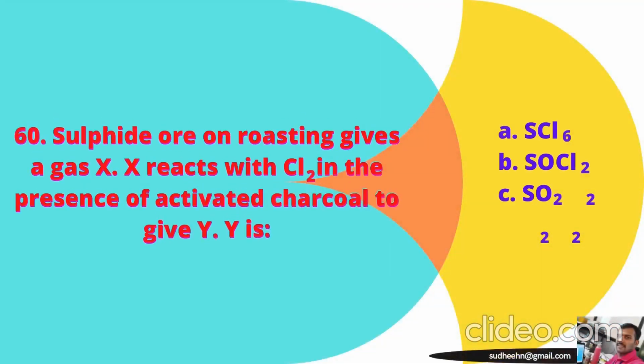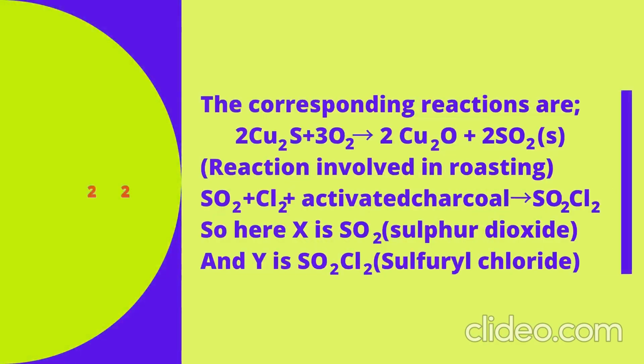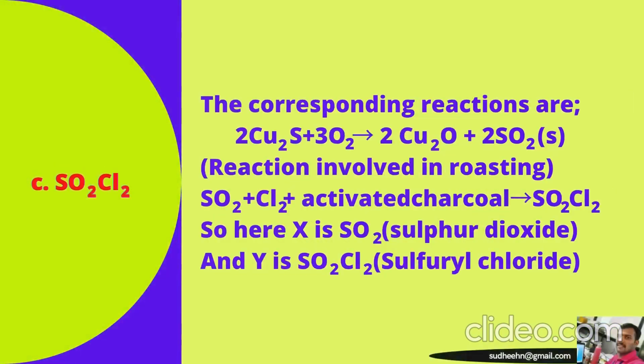Question number 60. A sulfide ore on roasting gives a gas X. X reacts with chlorine in the presence of activated charcoal to give Y, where Y is option A, SCl6, that is sulfur hexachloride, or option B, SOCl2, that is thionyl chloride, or option C, SO2Cl2, sulfuryl chloride, or option D, S2Cl2, that is disulfur dichloride. And the right option is option C, that is SO2Cl2, sulfuryl chloride.